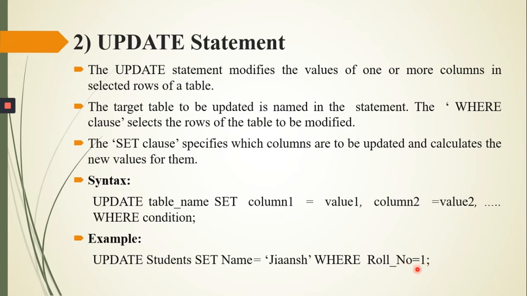So it will check the condition roll number is equal to 1. It will check in the roll number column. When it finds the value 1, it will change the name to 'Gian'. It may happen that at roll number 1 some other name was stored previously, but now we are changing it, so at roll number 1 the name must be Gian. According to that we have to write the update statement. So: update student set name is equal to 'Gian' where roll number is equal to 1.